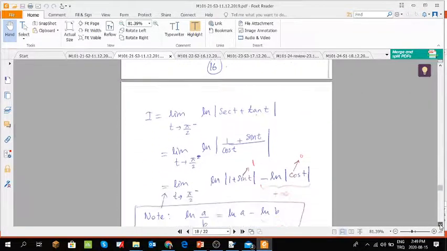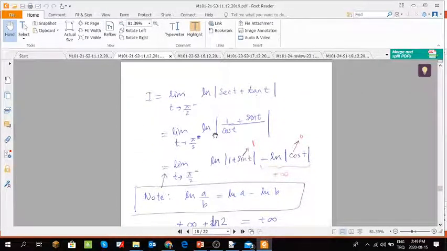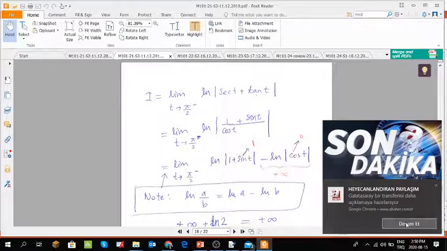Okay, we approach from the left. We rewrite it as 1 over cosine plus sine over cosine, natural log. Natural log of the ratio is the difference of the natural logs. Natural log of 1 plus sine minus natural log of cosine. Cosine as t goes to pi over 2, this is 0. Natural log of 0 is, actually, minus infinity, and minus minus makes plus infinity.